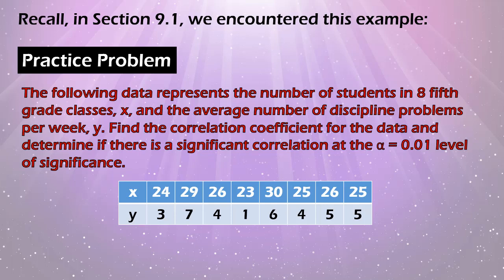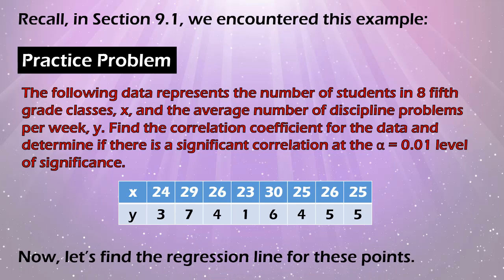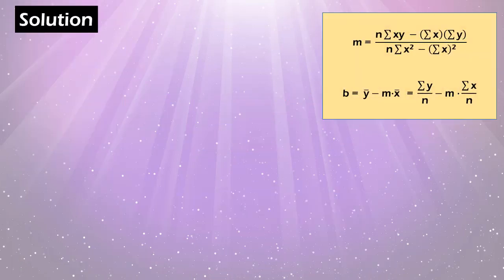So what we want to do is find the regression line for these points. So again, we're going to look at these formulas. m equals n times sigma of xy minus sigma of x times sigma y, over n times sigma x squared minus the quantity sigma of x squared. And b equals y bar minus m times x bar, which is sigma of y over n minus m times sigma of x over n.